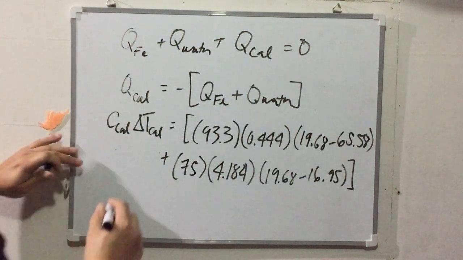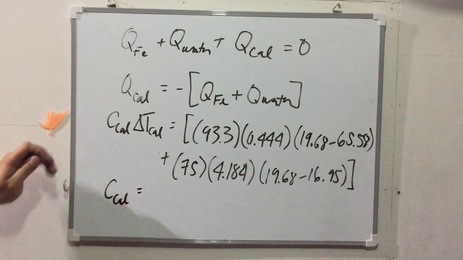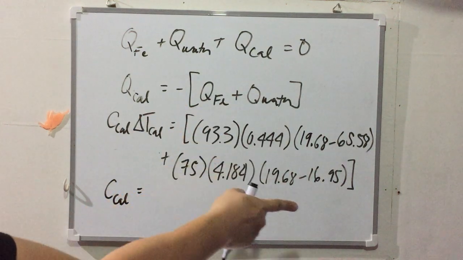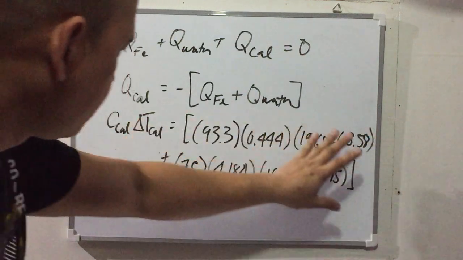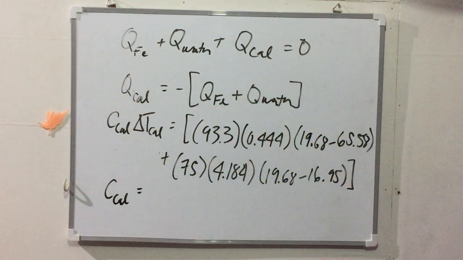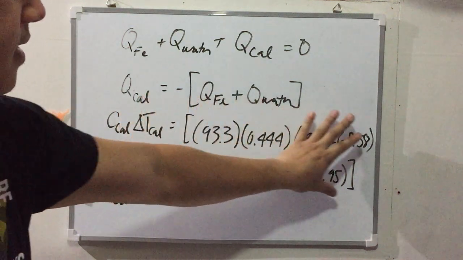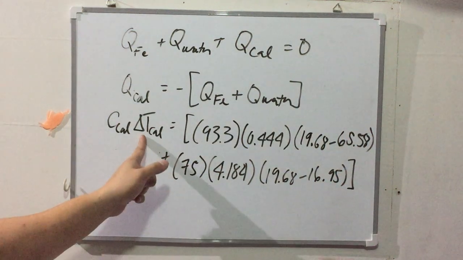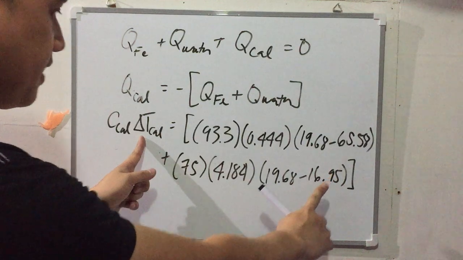Alright, and if we plug in the values, this would come down in the denominator if I put it on the right hand side of the equation. I evaluate all of this, divide, so that's what's going to happen. Ulitin ko lang. So if I evaluate all of this, kinuha ko yung value nito, i-divide ko nito, which is also 19.68 minus 16.95.